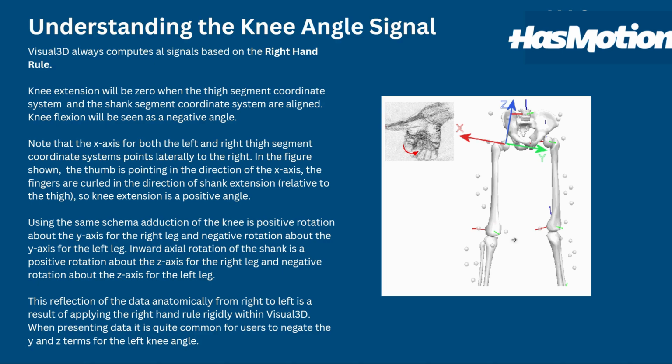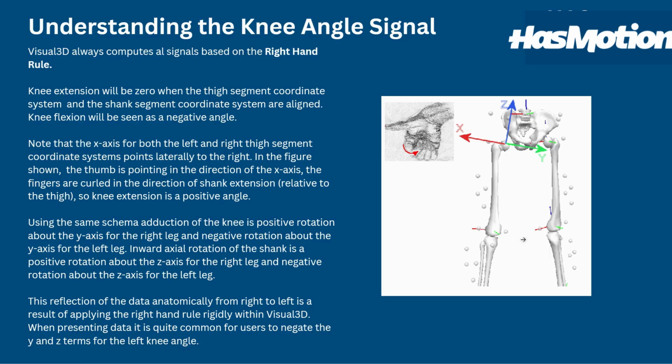In the figure shown, the thumb is pointing in the direction of the X-axis and the fingers are curled in the direction of shank extension relative to the thigh. So knee extension is a positive angle. Using the same schema, adduction of the knee is positive rotation about the y-axis for the right leg and negative rotation about the y-axis for the left leg. Inward axial rotation of the shank is a positive rotation about the z-axis for the right leg and a negative rotation about the z-axis for the left leg.